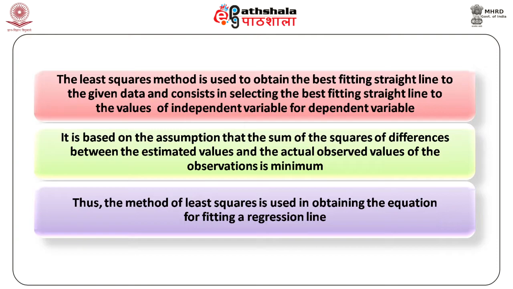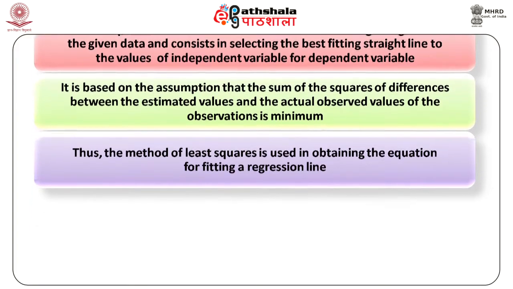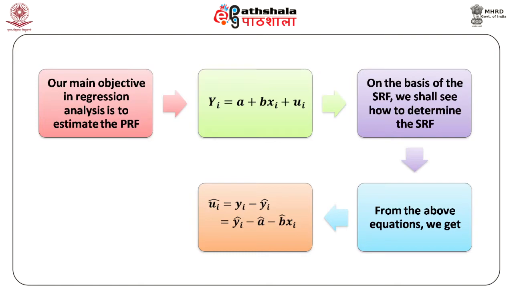It is based on the assumption that the sum of the squares of differences between the estimated values and the actual observed values of the observations is minimum. Thus, the method of least squares is used in obtaining the equation for fitting a regression line. Our main objective in regression analysis is to estimate the PRF, where yi equals a plus b xi plus ui, on the basis of the SRF. We shall see how to determine the SRF.